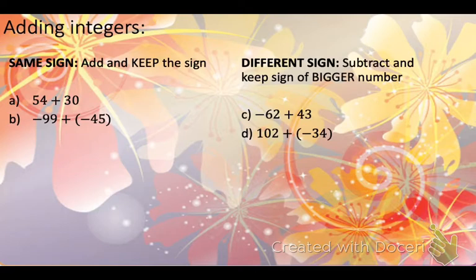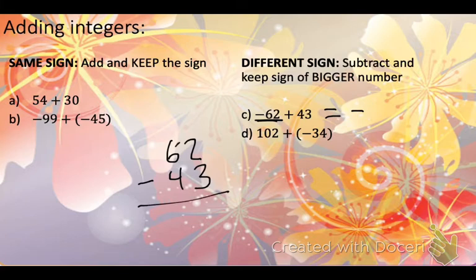All right, and we have different signs. Okay? We just subtract and keep the sign of the bigger number. So if I'm looking at letter C, the first thing I'm going to ask myself is which is the bigger number. And so 62 is the bigger number, so I know my answer is going to be negative. Okay? And then because we have different signs, we're going to subtract. So we're going to take 62 minus 43. Okay? So borrow here. So 12 minus 3 is 9. 5 minus 4 is 1. So negative 62 plus 43 is negative 19.